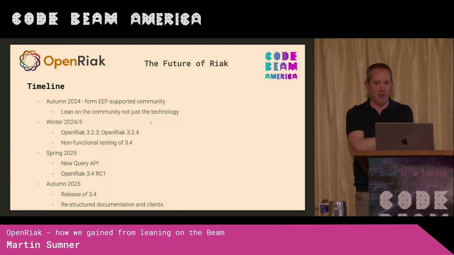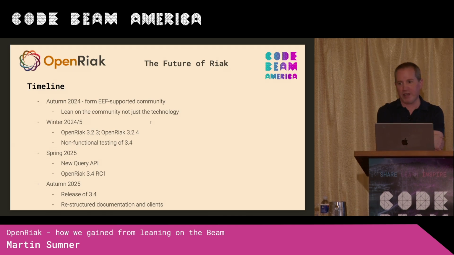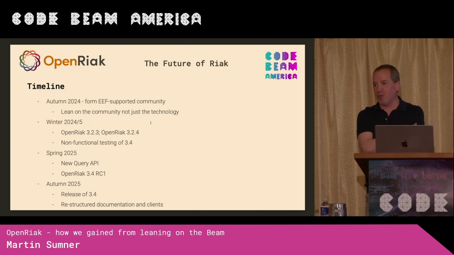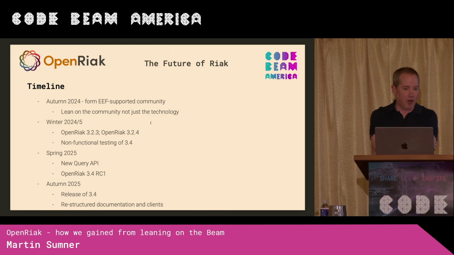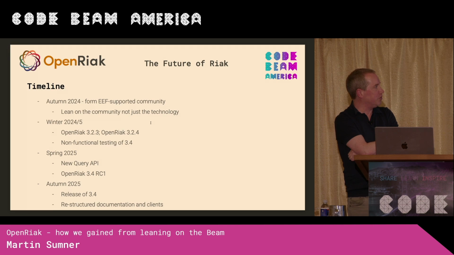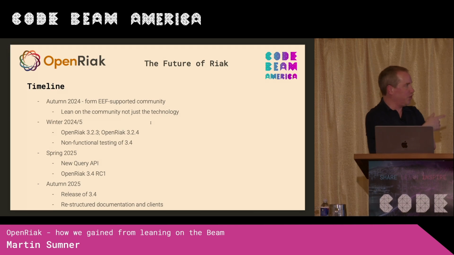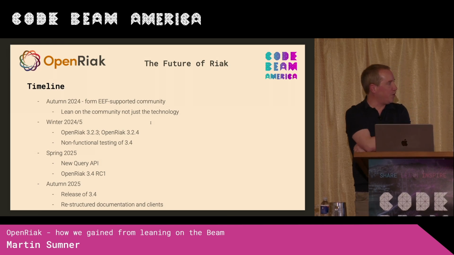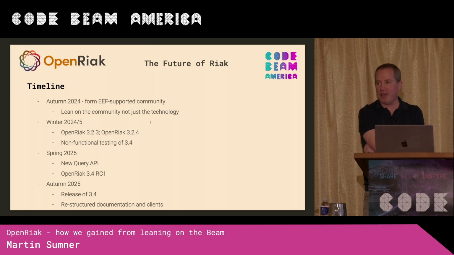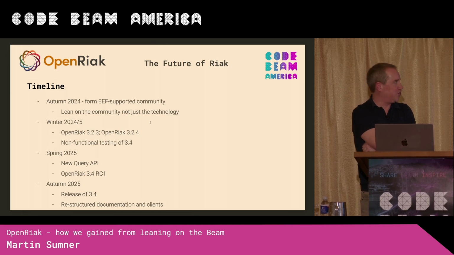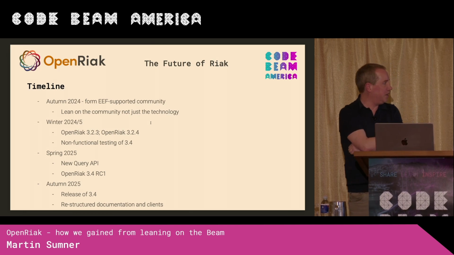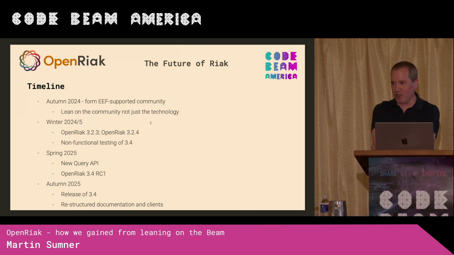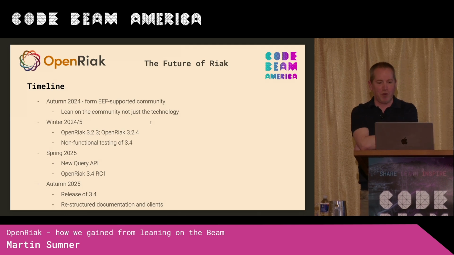We're hoping that's going to help us move Riak forward and give us a stable roadmap that potential future new users can rely on. Over the winter, we've been putting out new versions of our current release of Riak 3.2, and we've been working on the non-functional testing of the next release, 3.4. We're hopefully going to have a release candidate towards the back end of spring this year with the new query API in.